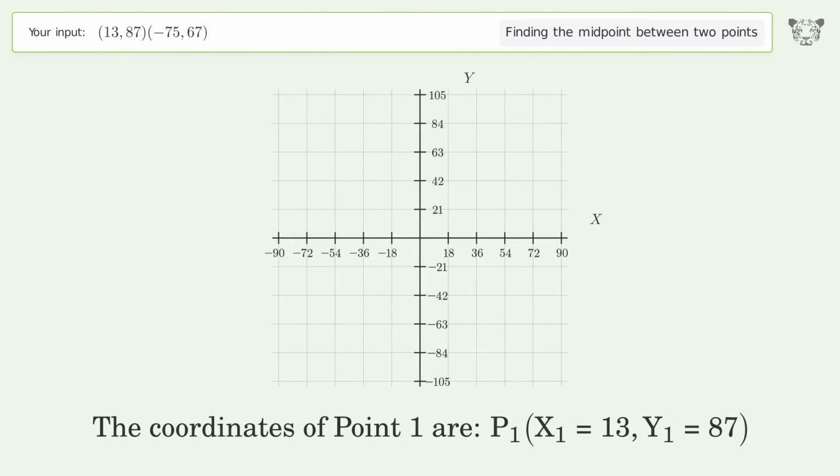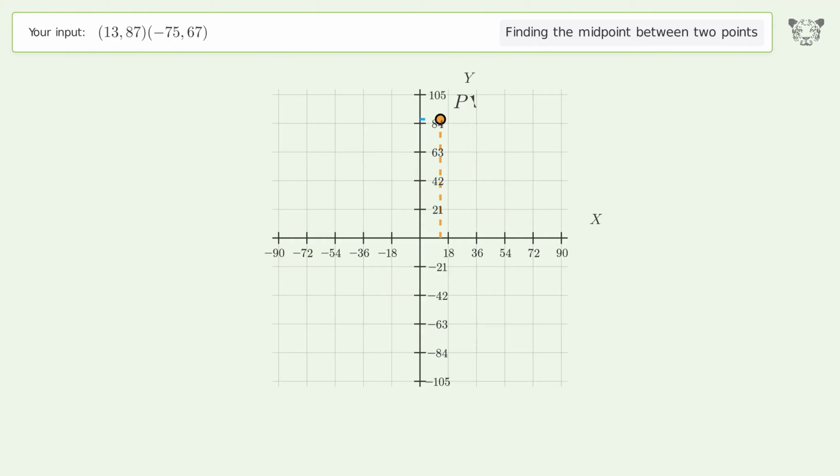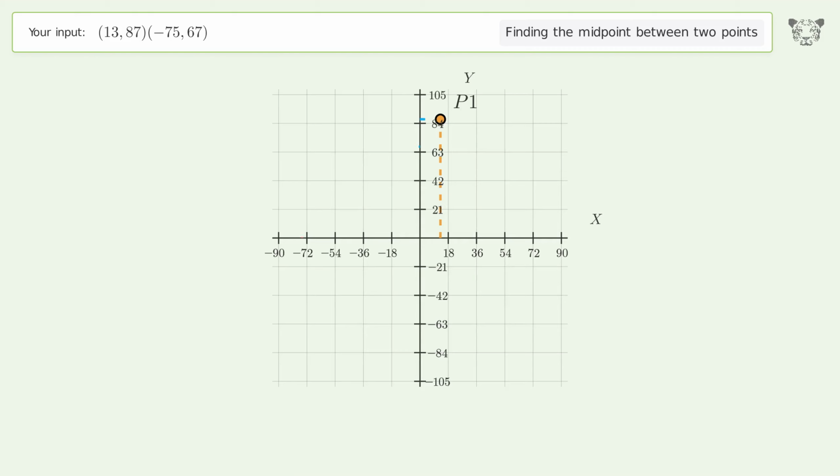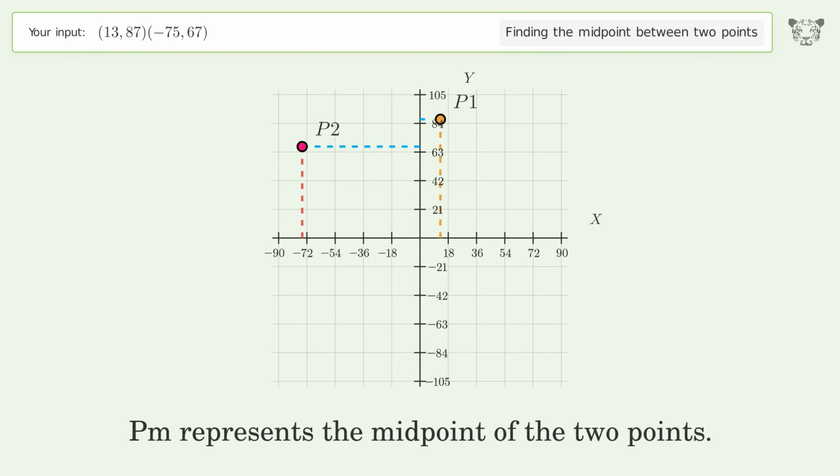The coordinates of point 1 are, x1 equals 13, y1 equals 87. The coordinates of point 2 are, x2 equals -75, y2 equals 67. PM represents the midpoint of the 2 points.